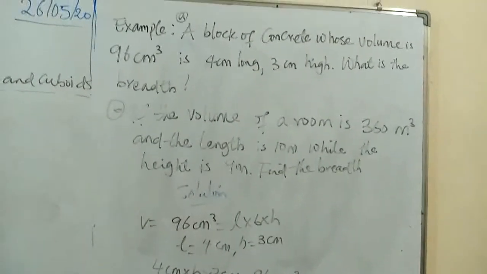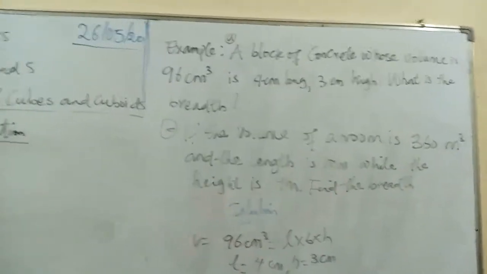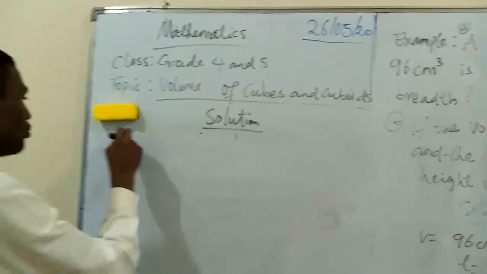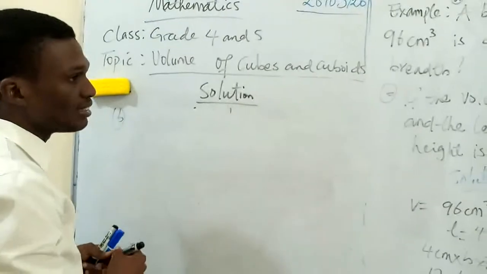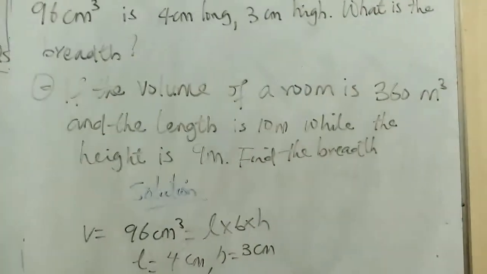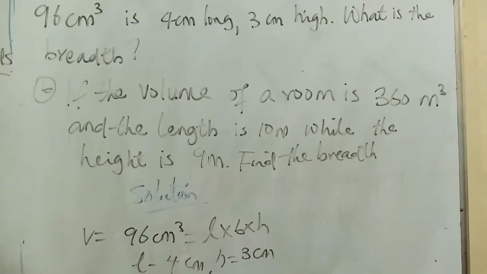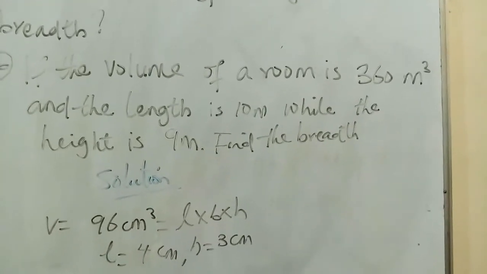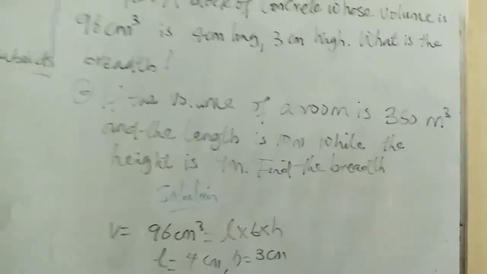So we go to the next. If the volume of a room is 360 meters cubed and the length is 10 meters, while the height is 9 meters, find the breadth.